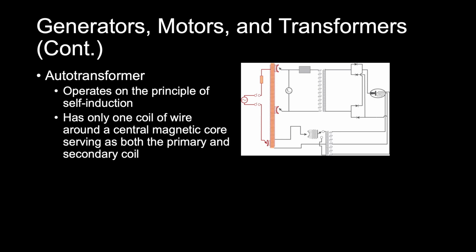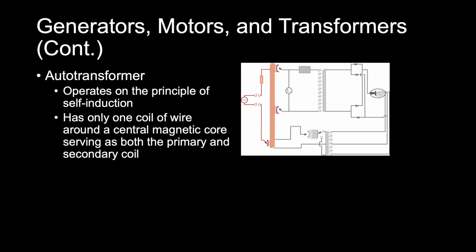One final type of transformer important to the X-ray machine is the auto transformer. This transformer is going to operate on the principle of self-induction, and this transformer only has one coil of wire around a central magnetic core, not to be confused with the shell type that we saw earlier, which has the two coils of wire. The auto transformer is used as both the primary and secondary coil.